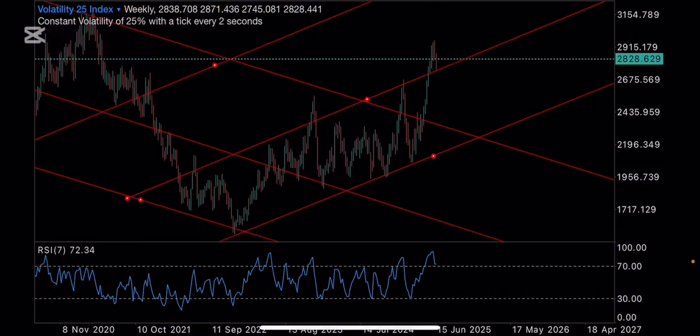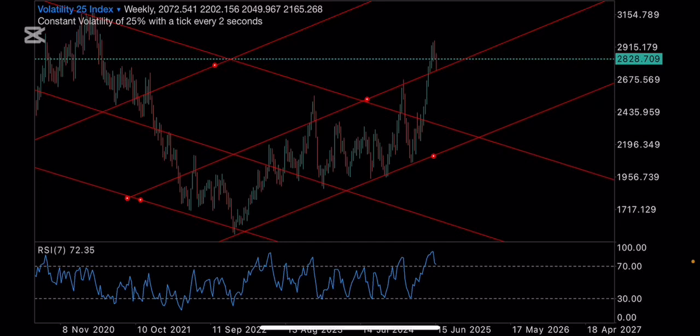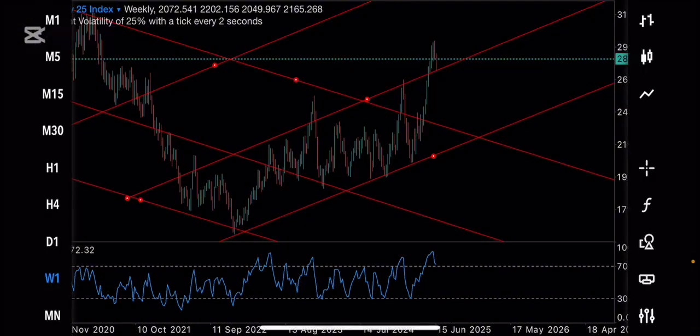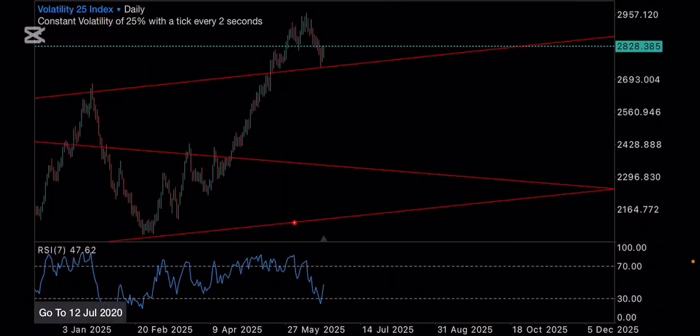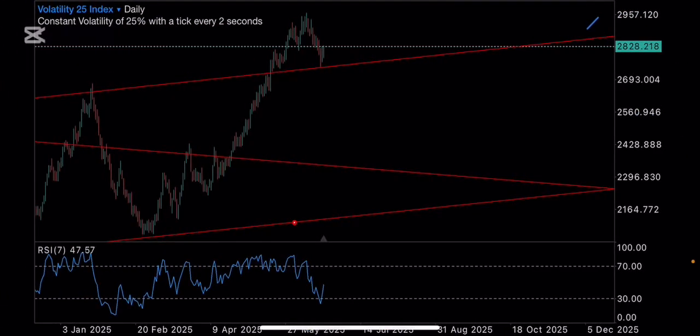So we can see that this Volatility 25 index is potentially still on an uptrend. So our bias for this market potentially is going to be to buy, but we are not done analyzing. This is the weekly time frame, so we're going to go to the daily time frame. In the daily time frame, we also want to understand the movements of the market.